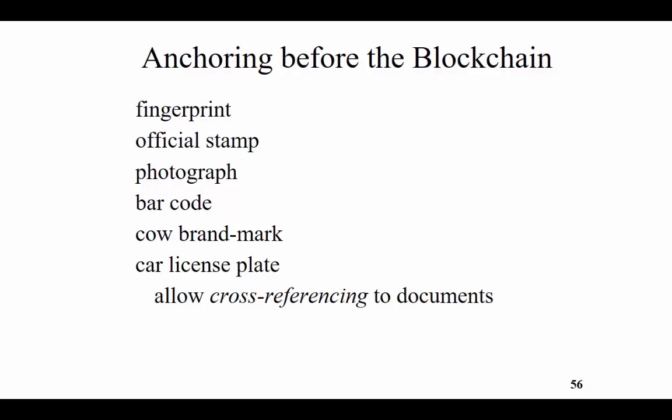Now, before we had the blockchain, we needed to anchor things against tampering by using various kinds of document artifacts: fingerprints, official stamps, photographs, barcodes, brand marks on your cows, car license plates, the policeman's badge again. All of these are ways in which you anchor the policeman: the badge number, the records of the policeman, the licenses of the policeman, the telephone number of the local police station. All of these are linked together in networks which bring about anchoring of this human being here to the power of the police that this human being, because he has this number and this badge, possesses.